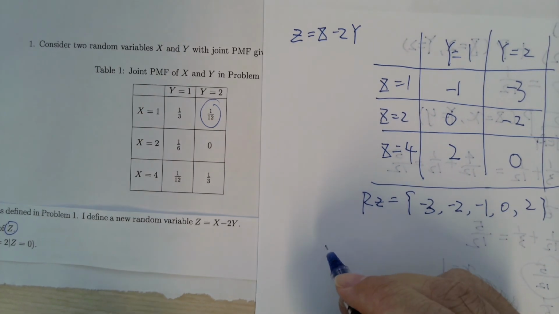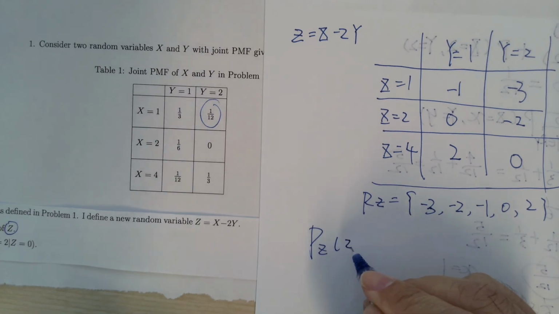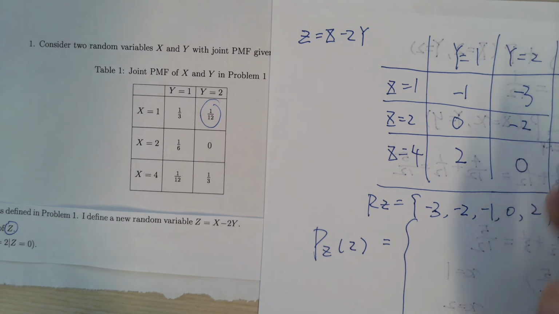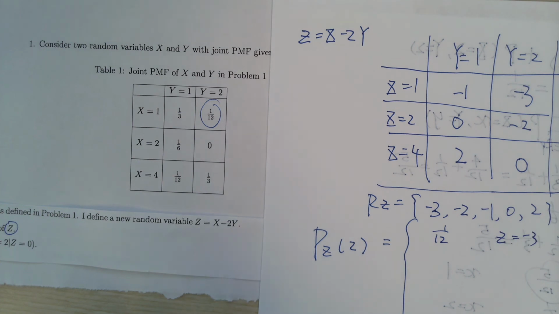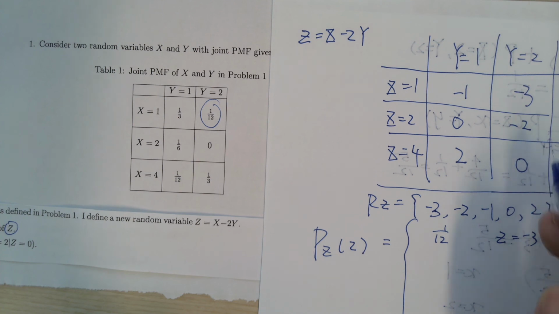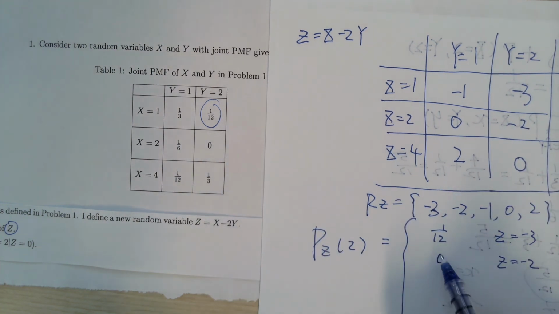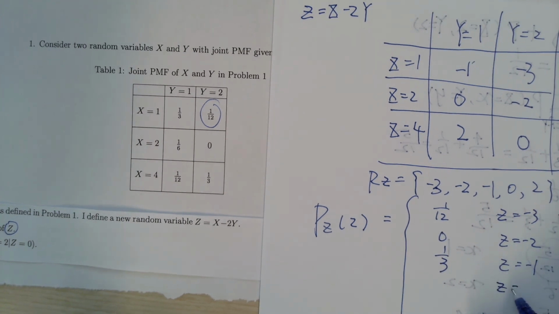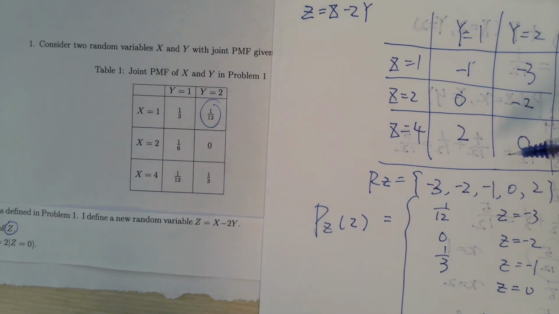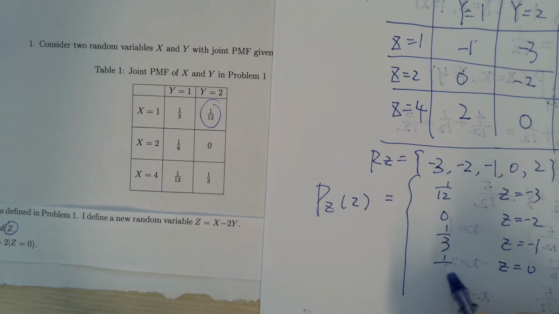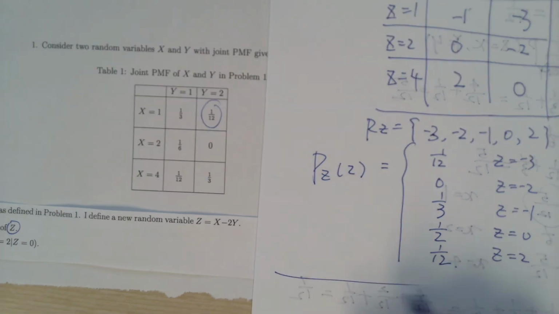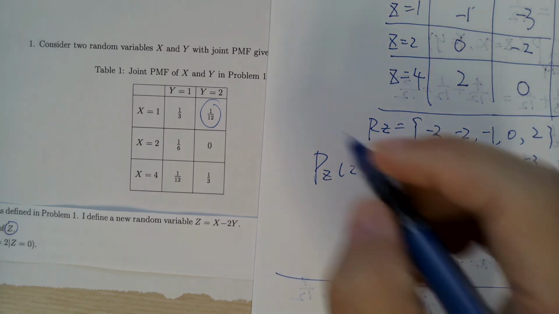So correspondingly, if we want to figure out the PMF for Z, when Z equals negative 3, it's this case. Z equals negative 2 is this case, corresponding to 0. Z equals negative 1 has probability 1 over 3. Z equals 0, as you can see, is going to be the sum of those two, right? So it's 1 over 6 plus 1 over 3, that gives us 1 over 2, actually. And Z equals 2 is this case, so it's 1 over 12. So that's the PMF for my Z, that's part of it.